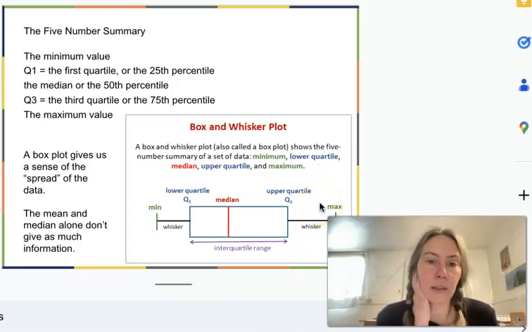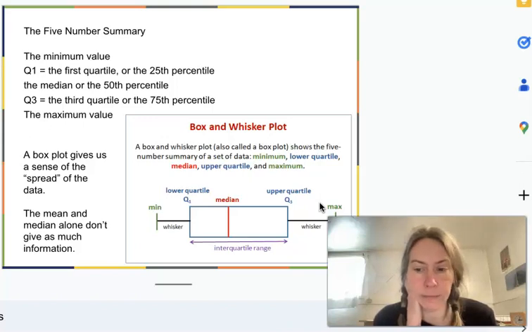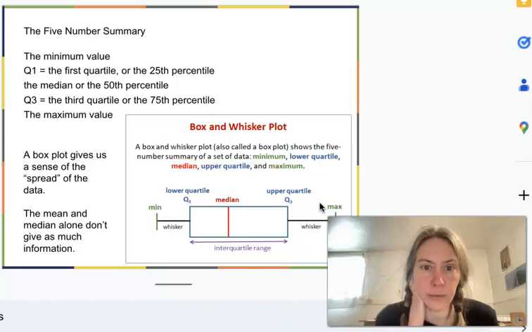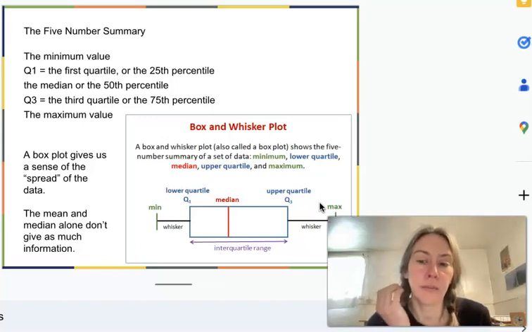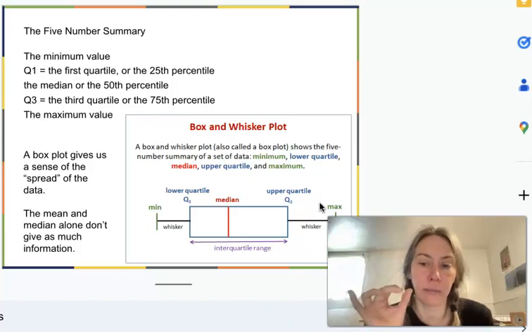Couple more slides. This is the 5-number summary. And we covered this in Math 105. But if you took college algebra before this class, you may not have seen this before. So for a set of data, the 5-number summary is the minimum value, the maximum value, the median value, which is in the middle.